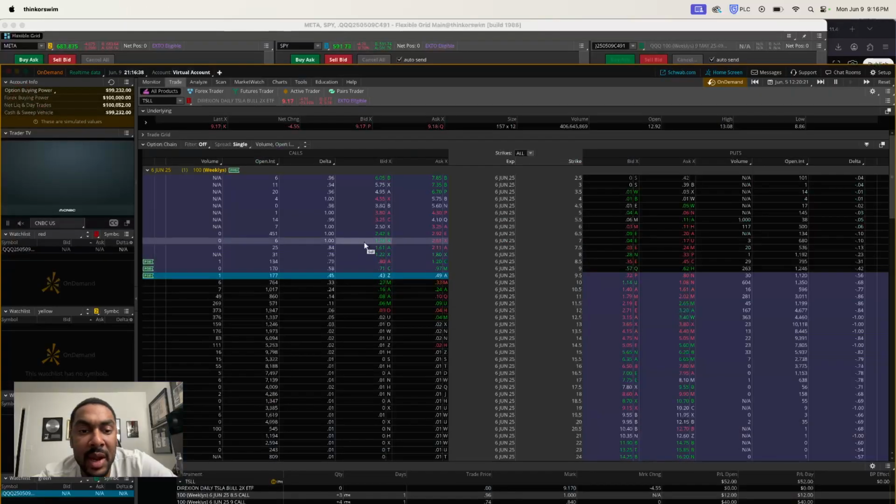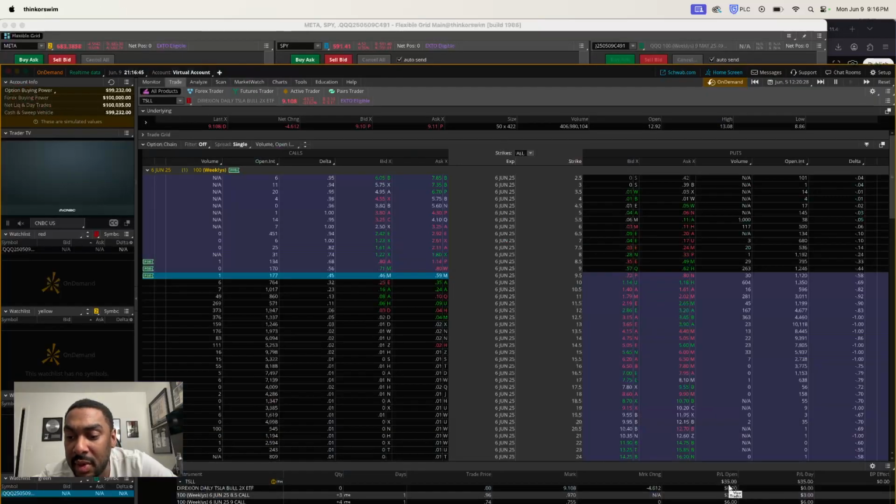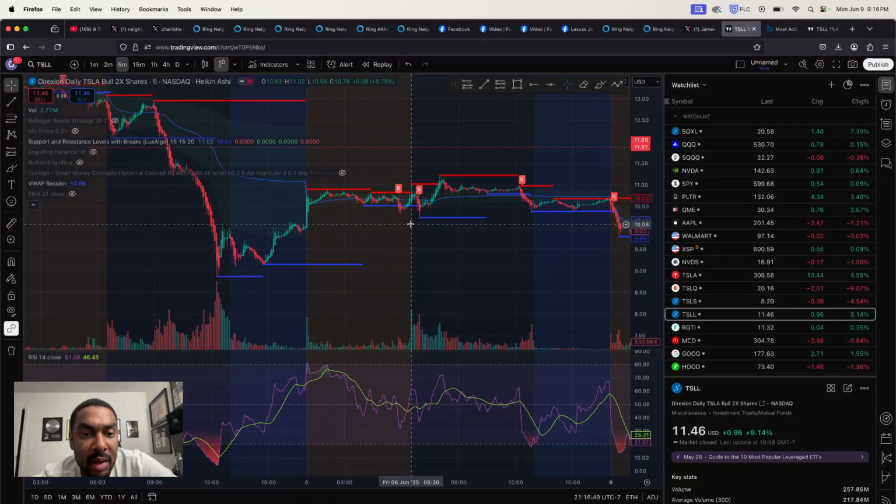These contracts don't expire till tomorrow, so we still got 1 day on these contracts. Had they expired today, we would have been asked out. Well, not really, because we're already in the green. So let's say we bought down here.